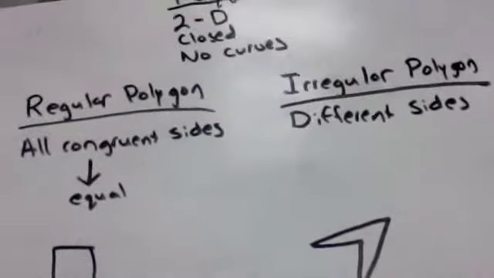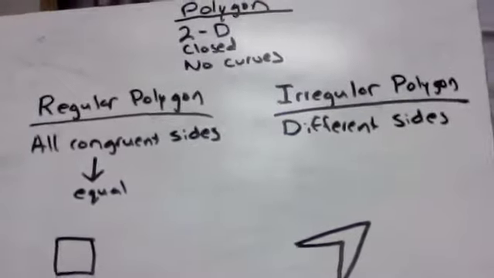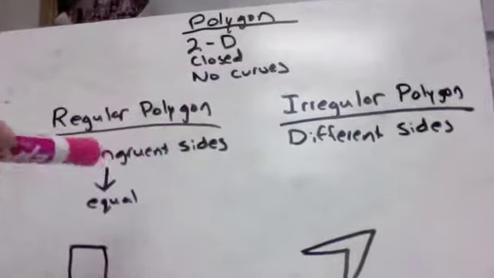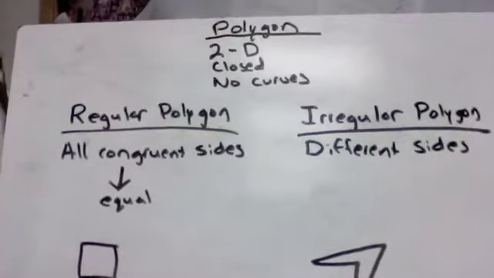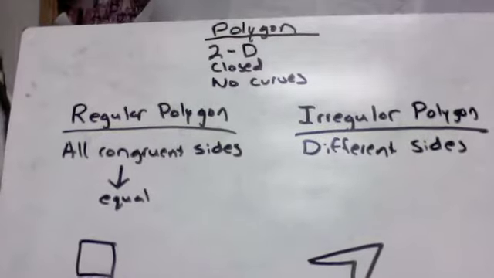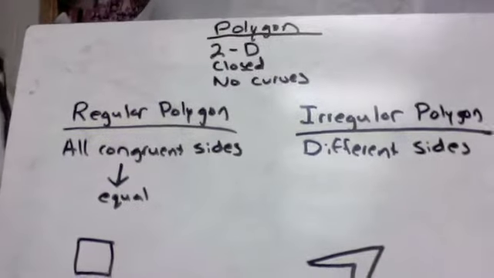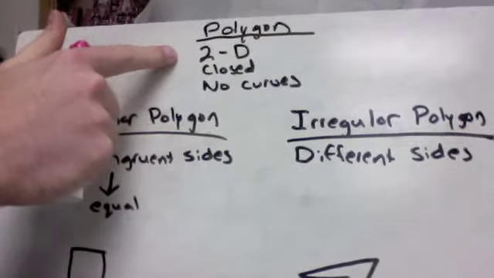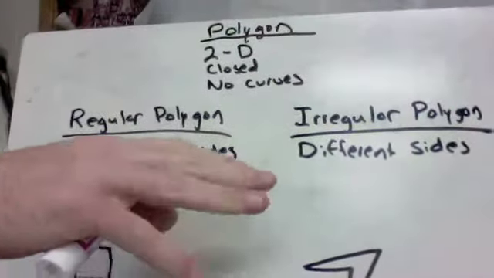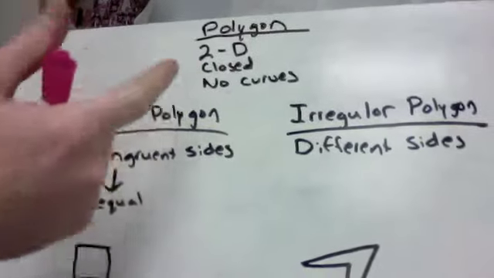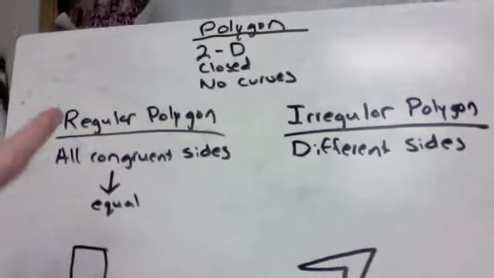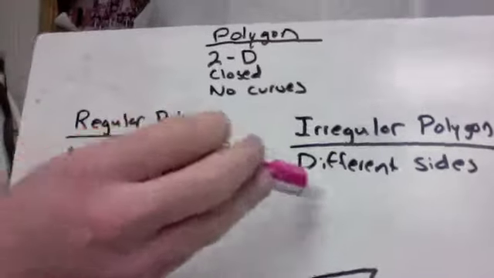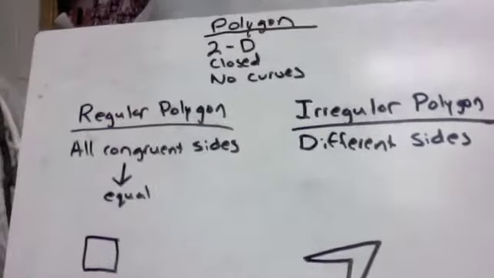Alright, so now we've got the difference between a regular polygon and an irregular polygon. First up here I started with what would be included with both of these. Any polygon, no matter if it's regular or irregular, is two-dimensional, meaning it's flat, it's closed up, there's no openings in it, and it doesn't have any curves to it. That's for every polygon. Now, to separate the two, it just depends on the side lengths.